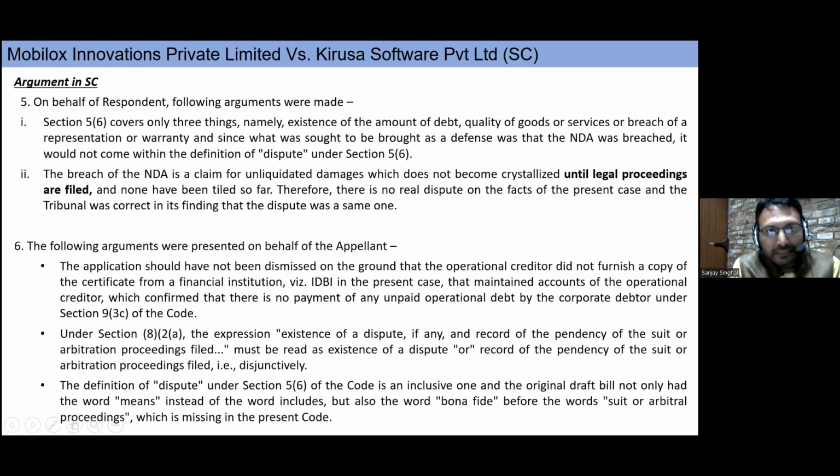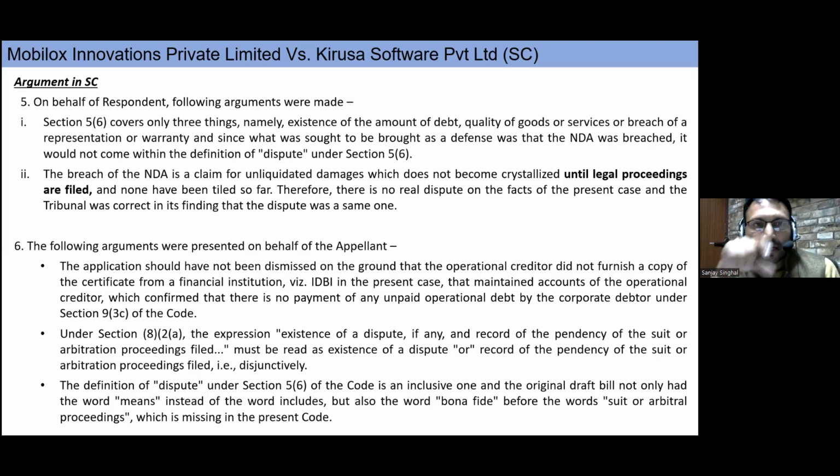So when the matter reached the Supreme Court, what is the argument given by the respondent, Kirito Software, was that Section 5 subsection 6 covers only three things. Section 5 subsection 6 defines the dispute, and it covers only three things: the existence of an amount of debt, quality of goods and service, and breach of a representation or a warranty. And since these three things do not cover breach of NDA, it would not come within the definition of dispute.